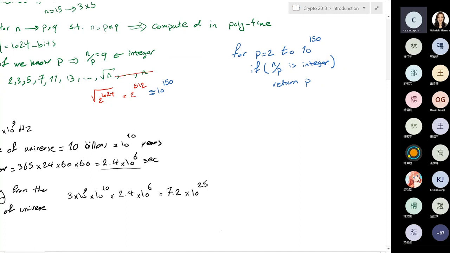Had we started from the beginning of the universe for 10 billion years with that CPU, we would be able to only cover 10 to the power 25. How much should we cover? 10 to the power 150. This is far less than what we could afford to compute if we had started this algorithm from the beginning of the universe.